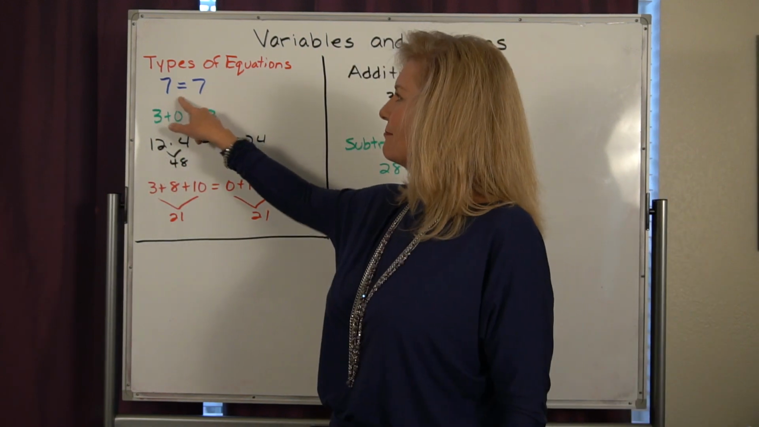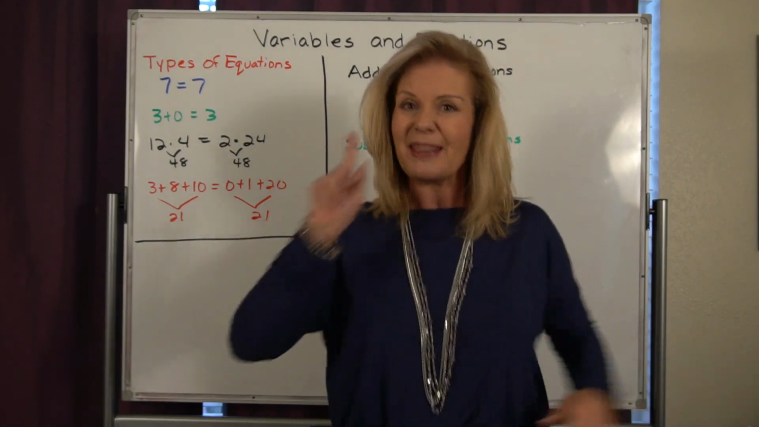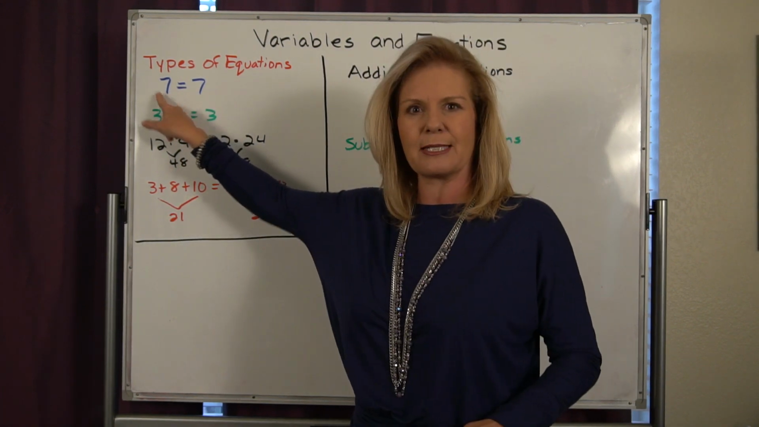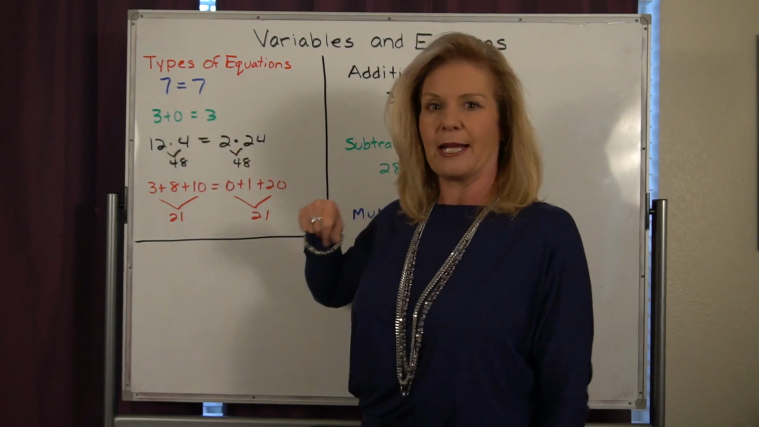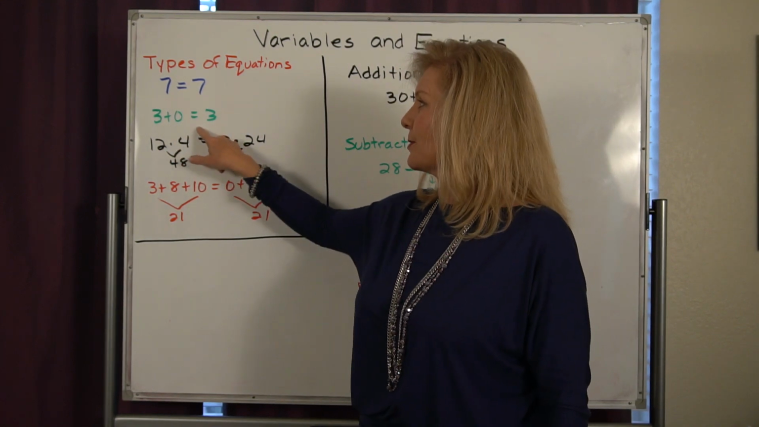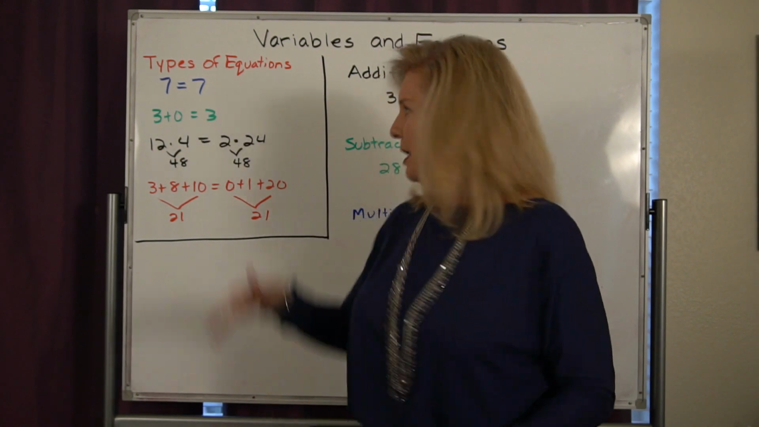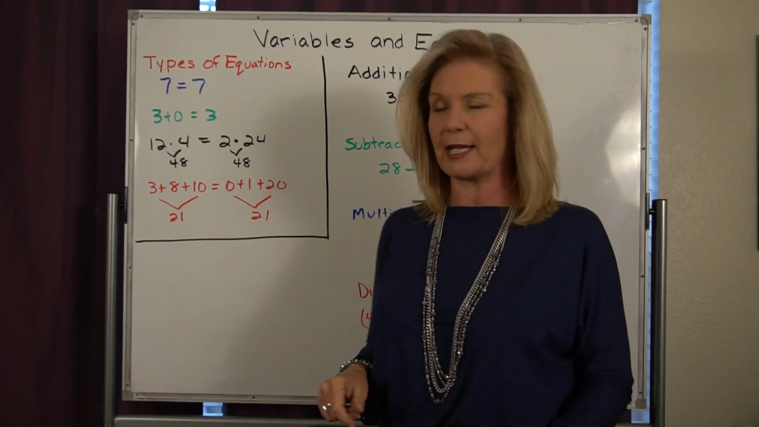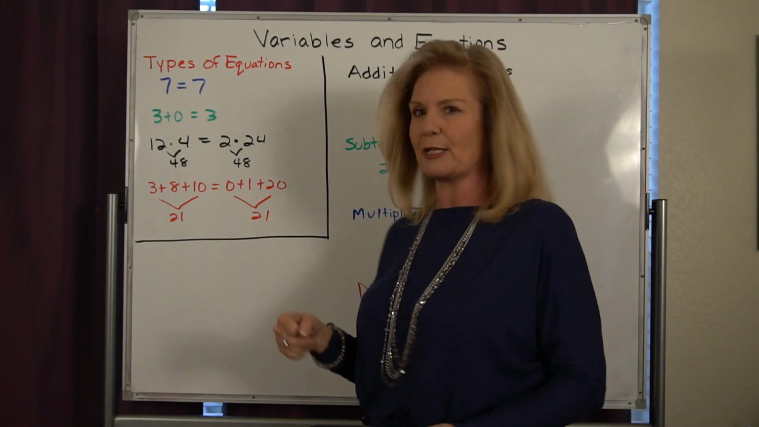So here, I have 7 equals 7. There's no operation there, but that is still an equation because both sides of the equal sign equal the same amount. This is an equation. I have 3 plus 0 equals 3 because this side equals 3 and this side equals 3. This is also an equation because both sides equal 48. And this is also an equation because both sides equal 21.